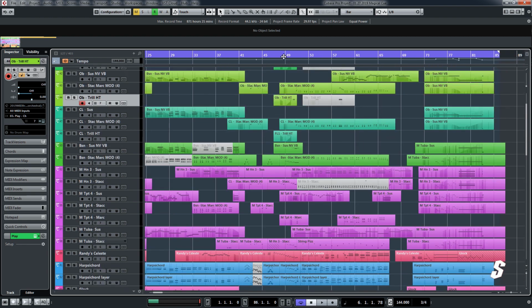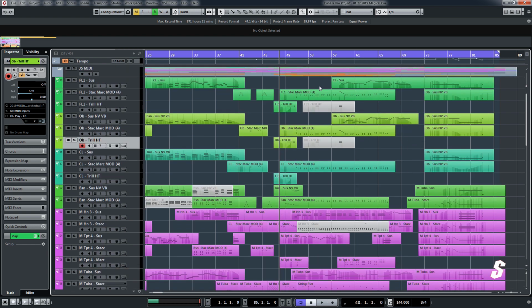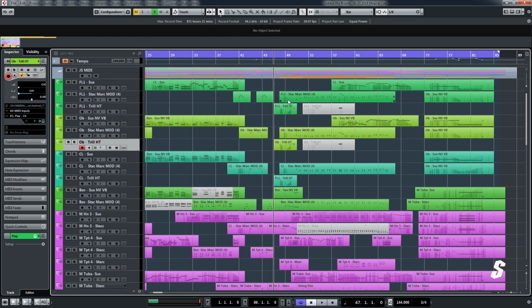Then on top of trills and tremolos, there are a lot of trade-offs that are happening. On trade-offs, what I mean by that is, from each bar, one voice will lead to another voice, and they combine, so it's not just one instrument, but several instruments in combination. So here's an example of what I mean by that.